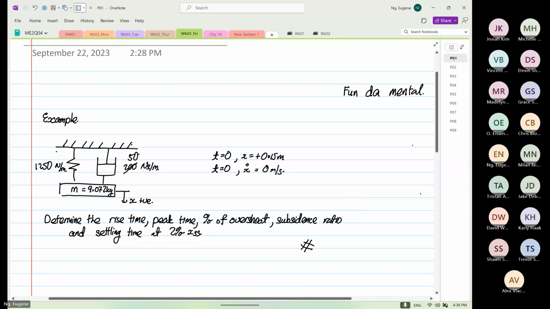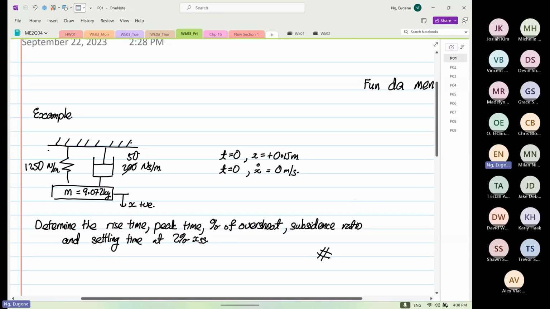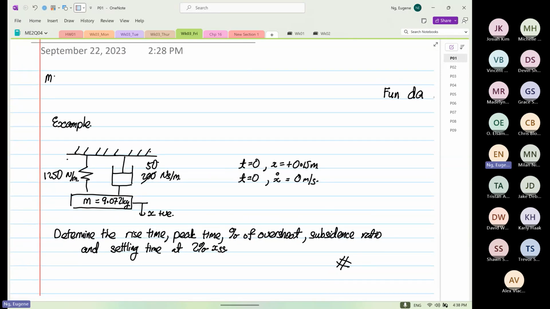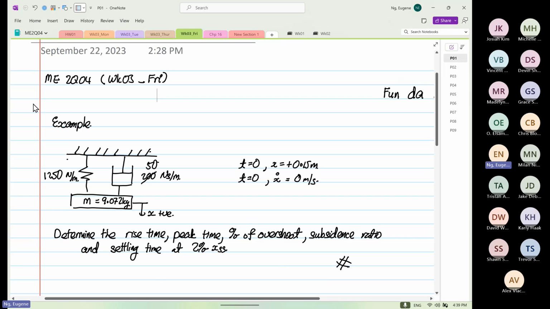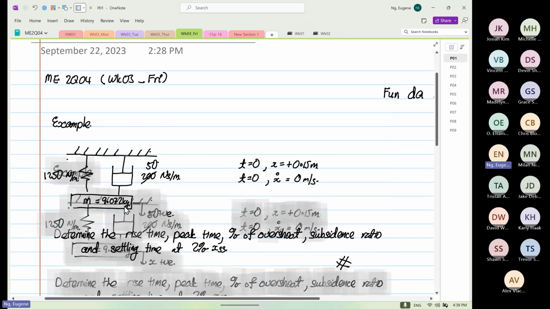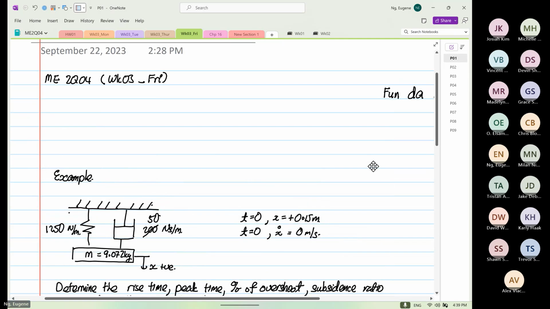Today we're going to learn something new, okay? So it's mechanical engineering, 2Q04, and today is week 03, and it's on a Friday. Okay, it's on a Friday, and from here we're going to do an example agenda for today.